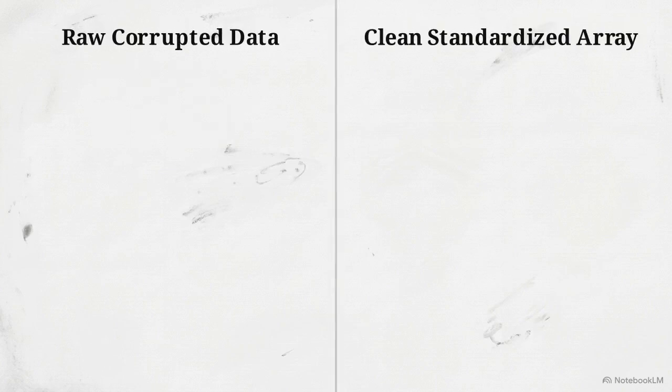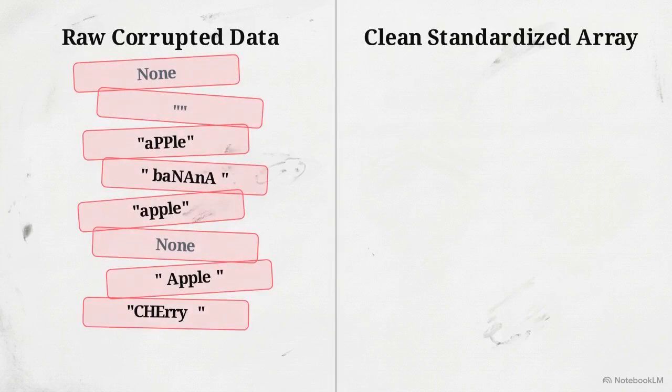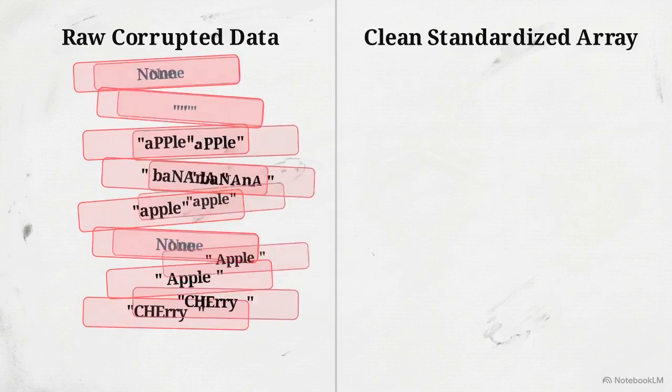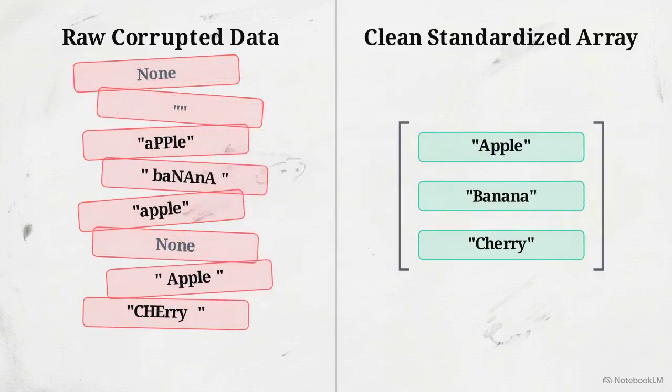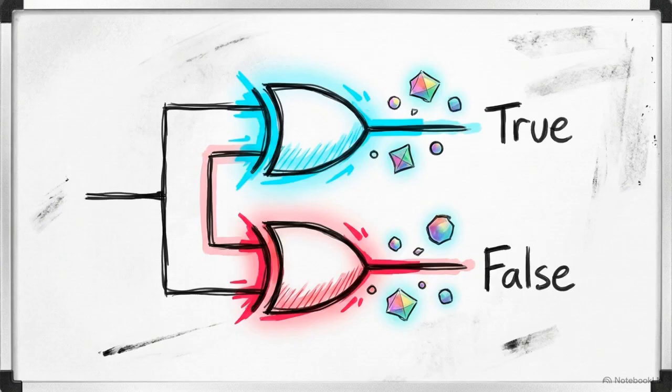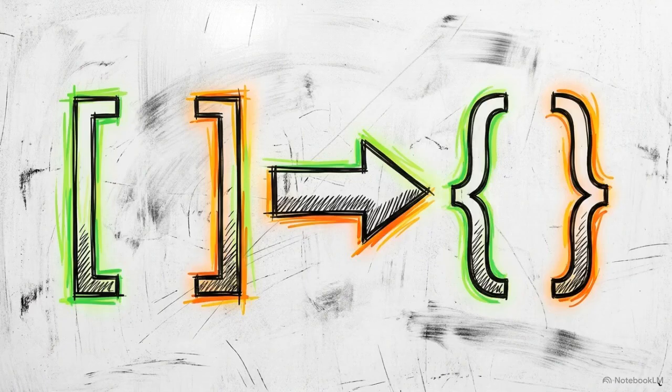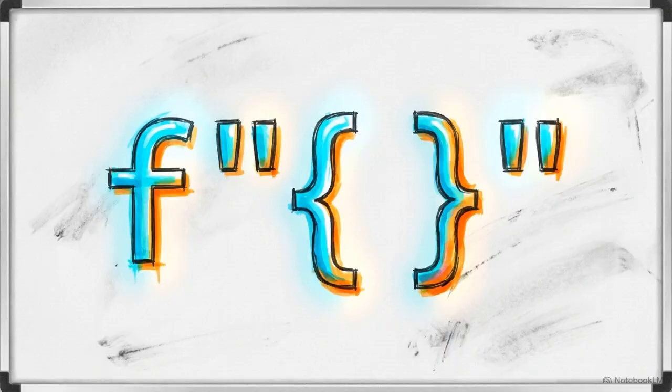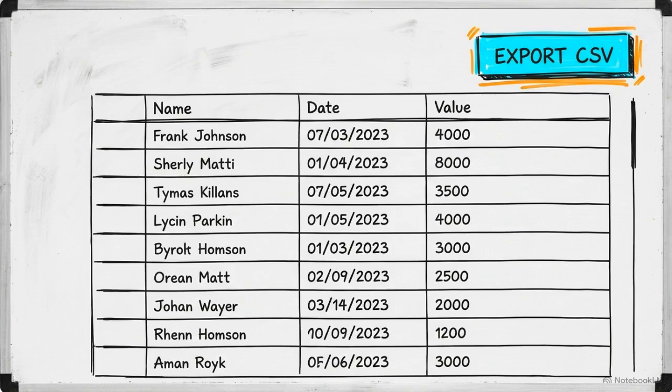This split screen shows our complete transformation. On the left, we started with a chaotic dataset full of duplicates and null values. On the right, we have a perfectly clean, standardized array. We achieved this in 3 phases: void filtering via Boolean logic, deduplication via set casting, and formatting via 3.12 f-strings. Cleaning the data is step 1.